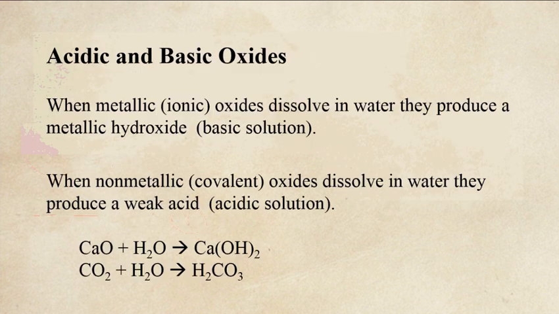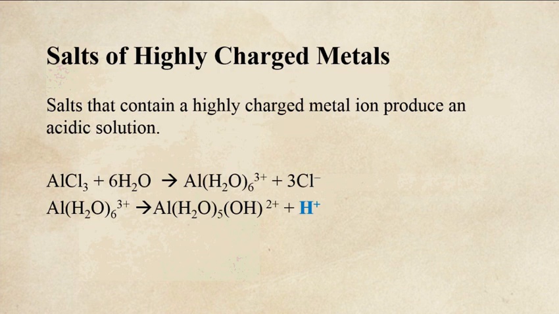Our final topic is acid and basic oxides. This is going to be a rare topic for AP, so this is a very low yield, but we want to bring it up. When metallic ionic oxides dissolve in water, they produce a metallic hydroxide. Let's be clear: metallic oxide, calcium oxide, makes calcium hydroxide. When non-metallic oxides dissolve in water, they produce a weak acid. Non-metallic oxide, like carbon dioxide in water, makes carbonic acid, a weak acid. And then the final topic, I didn't mean that last one was the final topic, now did I?